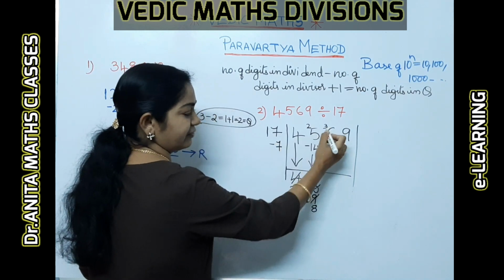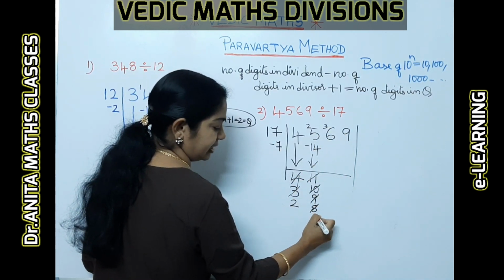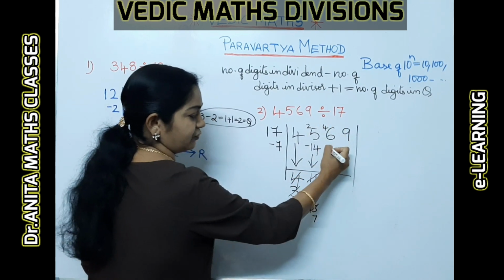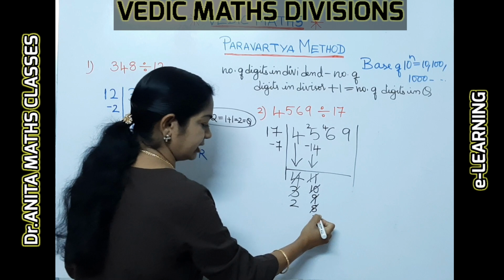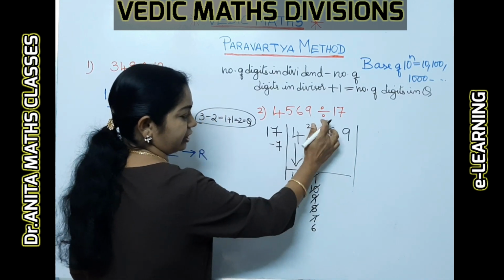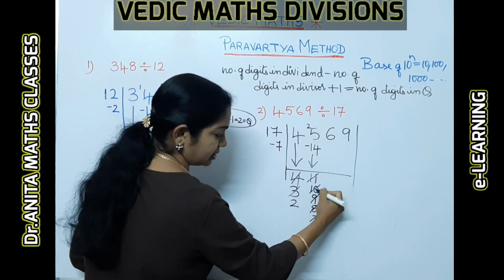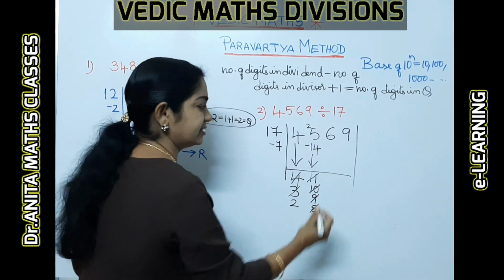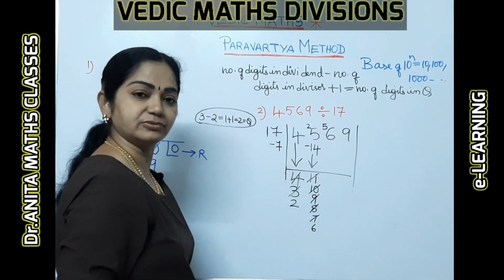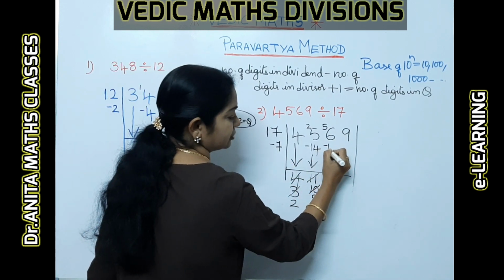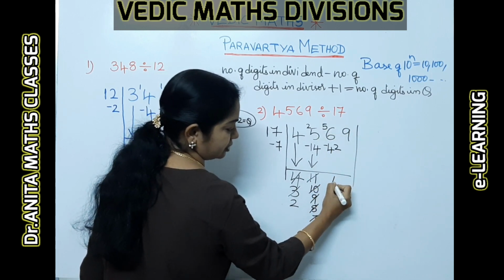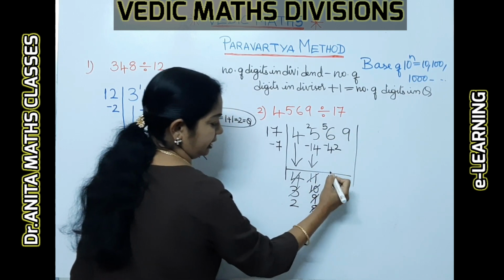So 8 sevens are 56. Not possible, so decrease again 1. 7 sevens are 49. That is also not possible. So decrease again. 6 sevens are 42. Now how many times have I decreased? 1, 2, 3, 4 and 5 times. That means here it comes to 56, and 6 sevens are 42. 42 is possible, isn't it? So minus 42. From this you subtract 6 and 4, and this is 14.